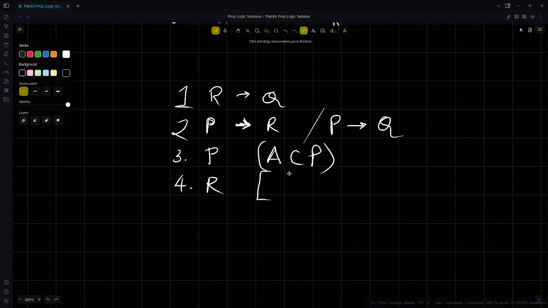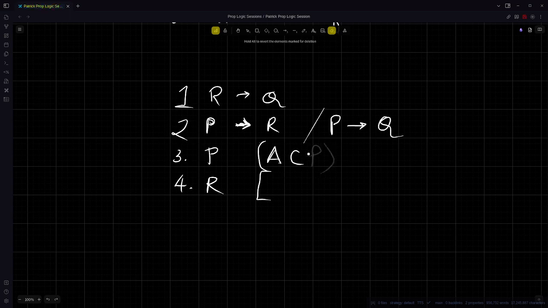So then R is also ACP? No. Take a look. So P is true, and then you want the whole premise to be true. No, no, no. One sec. Hold on.